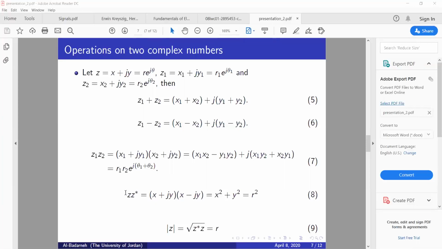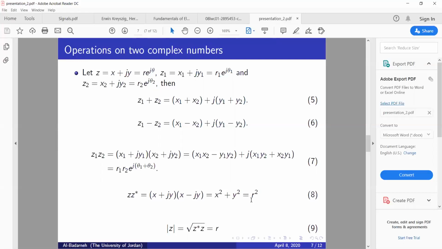Now we have an interesting property here. If we multiply the complex number z by its conjugate, z conjugate, then the result is real. And this should be equivalent to r squared, where r squared is equivalent to x squared plus y squared. So z times z conjugate is x plus jy multiplied by x minus jy. So this is x squared minus jxy plus jxy plus jy multiplied by minus jy, which is y squared. So we end up with having x squared plus y squared, which is nothing but r squared, by the way, where r is the magnitude of the complex number z.